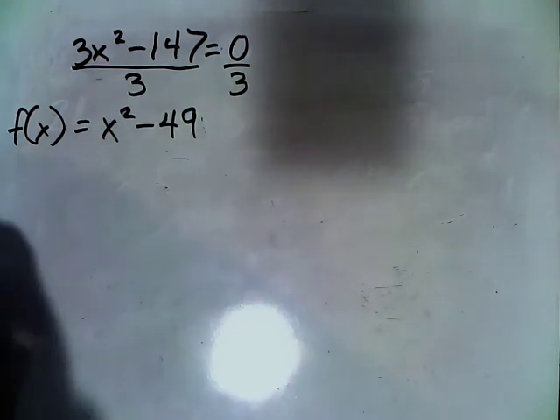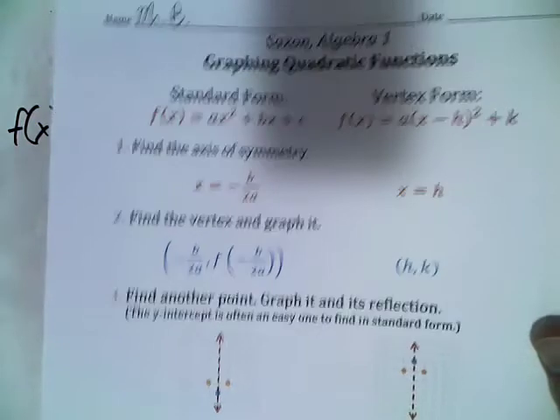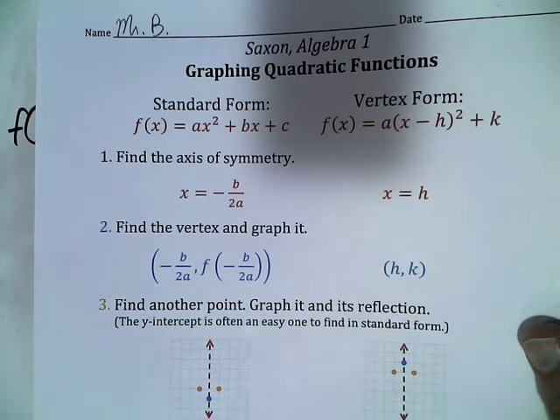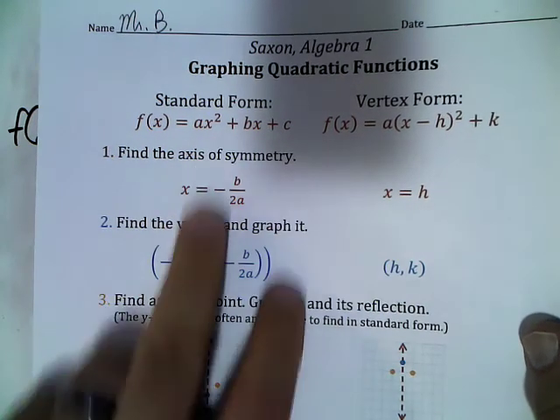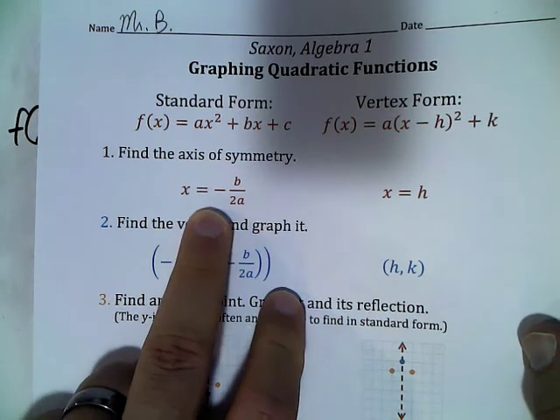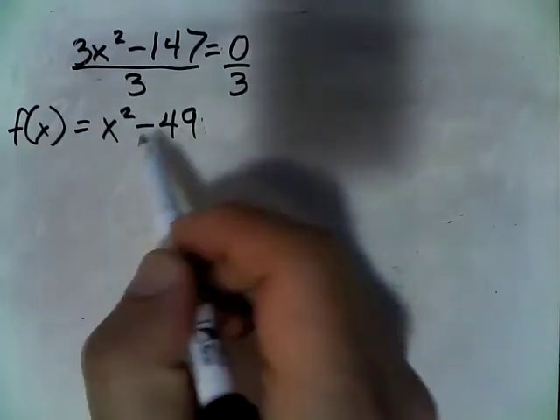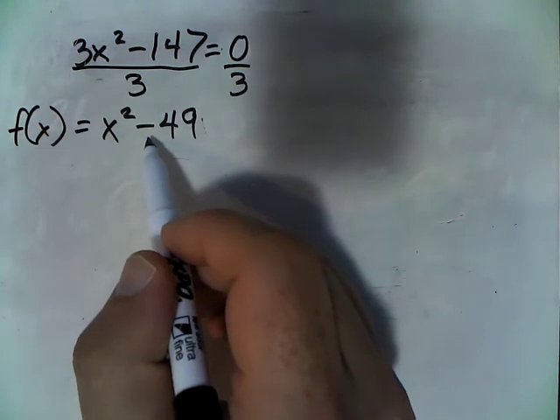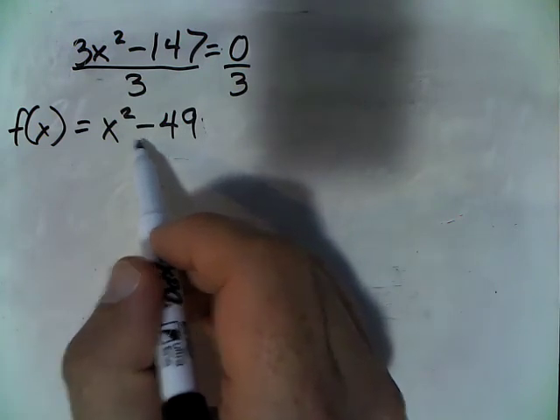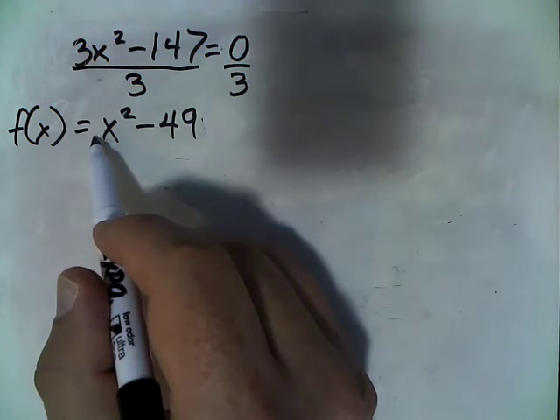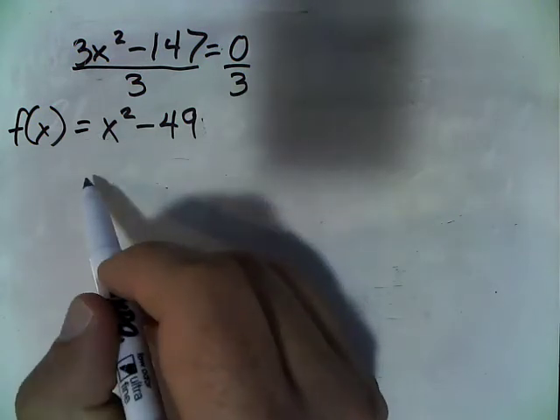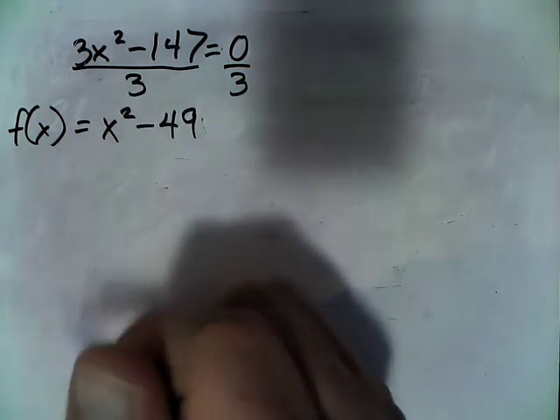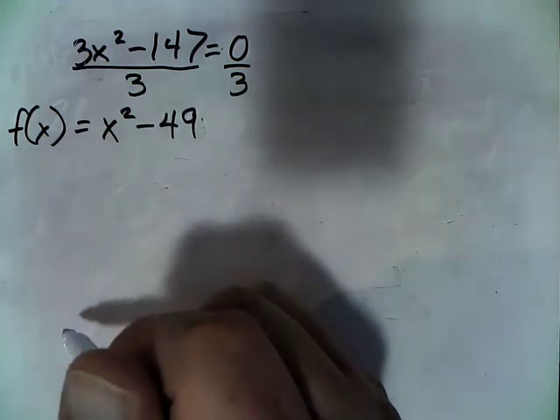So remember, ladies and gentlemen, when it comes to graphing, you may want to grab your handout here, graphing quadratic equation or function, excuse me. So we're going in standard form. So we need the axis of symmetry, negative b over 2a. So in this case, b would be the coefficient of the x term, or the linear term, which we don't have anything, so that would be 0. A would be 1, so this would be negative 0 over 2 times 1. That's really just 0. So my axis of symmetry will actually be the y-axis.